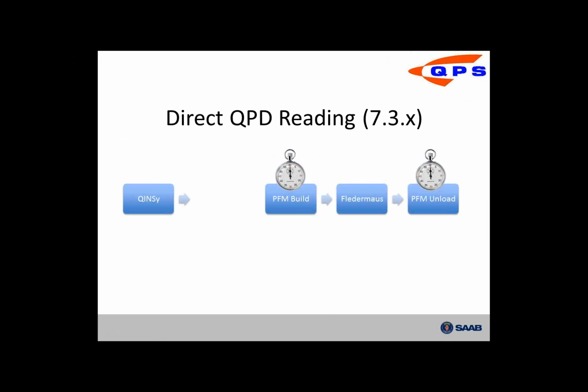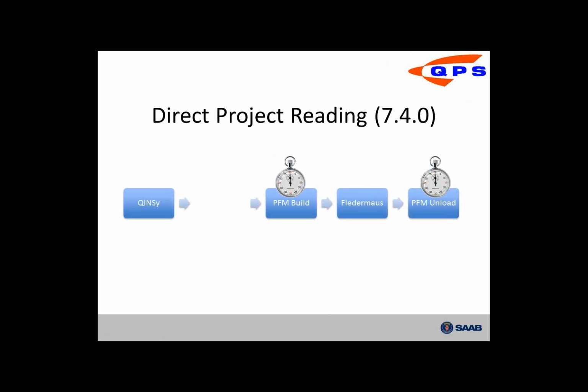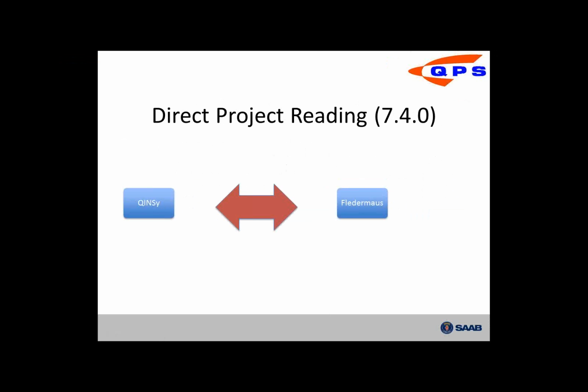So now looking at where we were going with the 7.4 time frame, we've eliminated that by having direct reading. You're reading directly what Quincy is doing. You're not having to treat the QPD as a third-party format. That eliminates having to do a PFM build and a PFM unload and gives us a bidirectional workflow directly between Quincy and Fledermaus. The advantages there are really threefold.